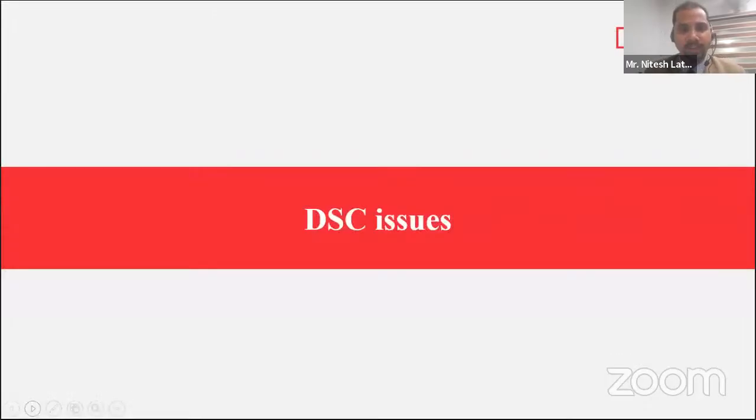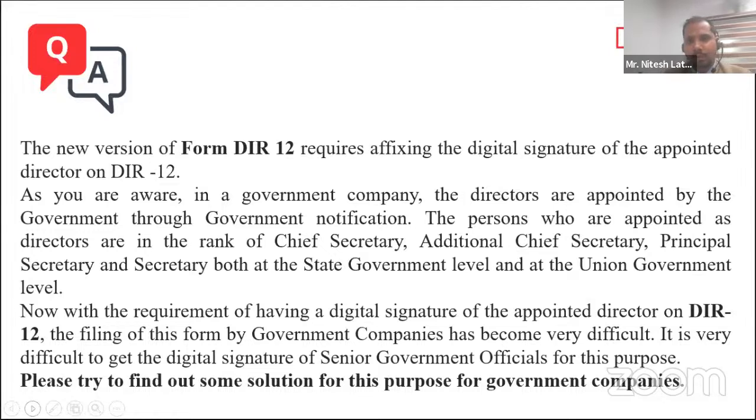So then moving on to the DSC related issues. To cut it short, this is a very typical situation where the new DIR 12 requires the DSC to be attached for a director who is being appointed. In the case of a director nominated by the government, since they are very senior, when we try to take the DSC of them, some don't have a DSC as well. So there's some challenge in the case of government companies: how to get away with this requirement in certain typical situations like in government companies.